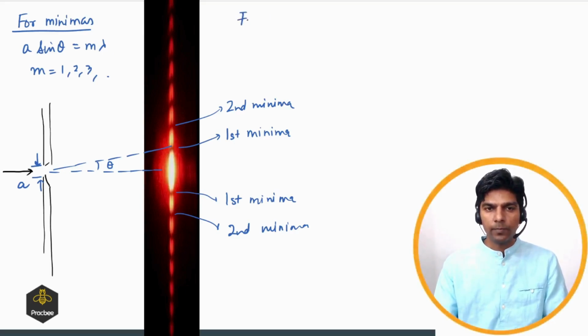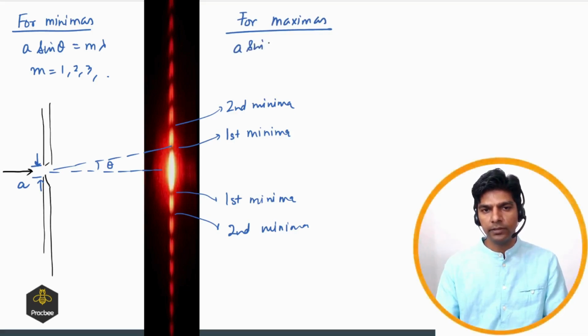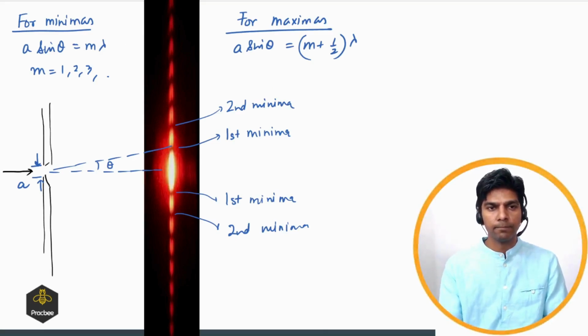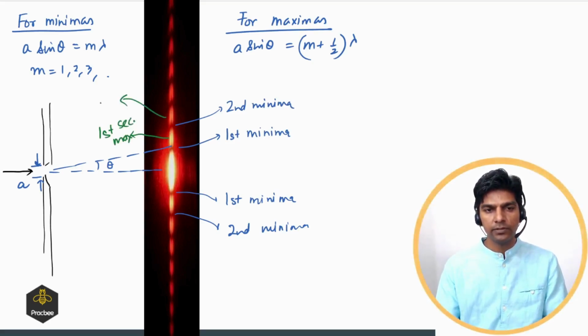And for maximas, the approximate formula will be a sine theta equals m plus 1 by 2 times lambda, where m will be 1 for the first secondary maxima, m will be 2 for the second secondary maxima, right? So this one is the first secondary maxima, this one is the second secondary maxima.